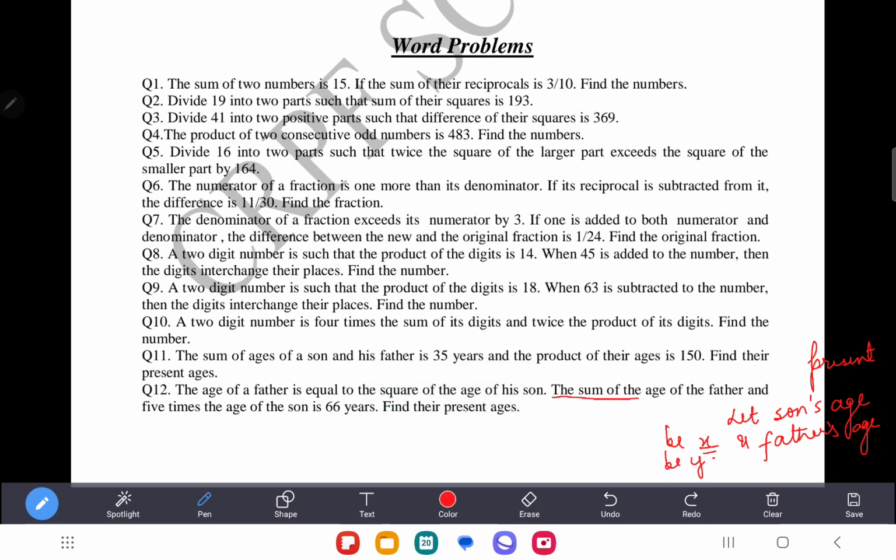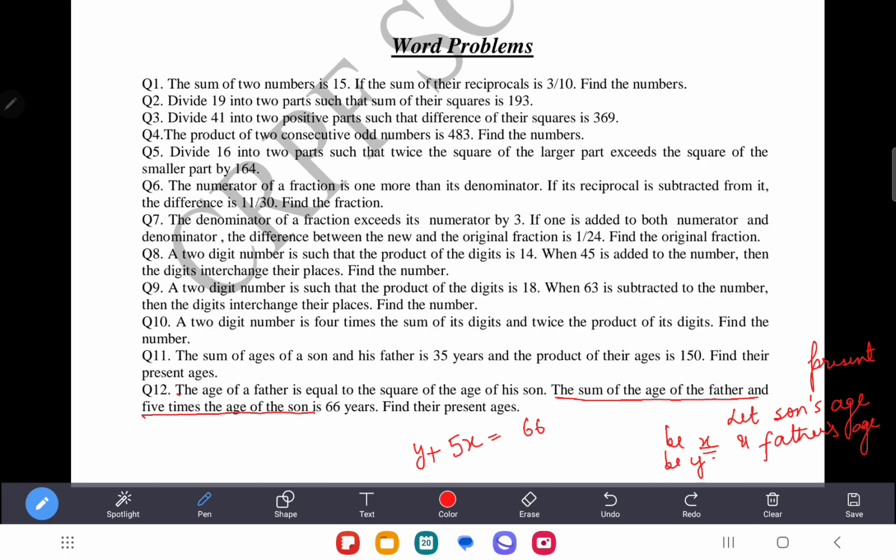What does it say then? The sum of the age of the father and 5 times the age of the son is 66. The father's age is y, and 5 times the age of his son is 5x. So y plus 5x is 66. That's the second statement.